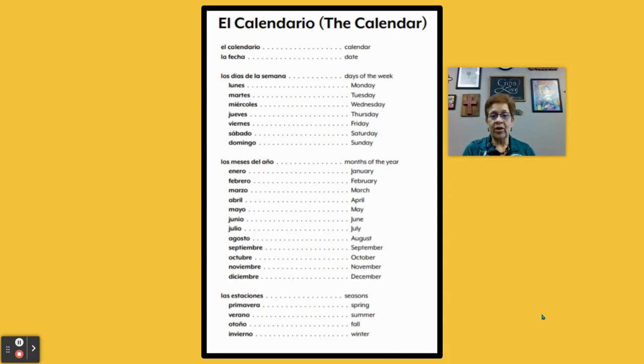The next category, the months of the year. Los meses del año. Repeat then. Los meses del año. Una vez más, one more time. Los meses del año. Now I'll go through all the 12 months and then we'll go through it one more time.